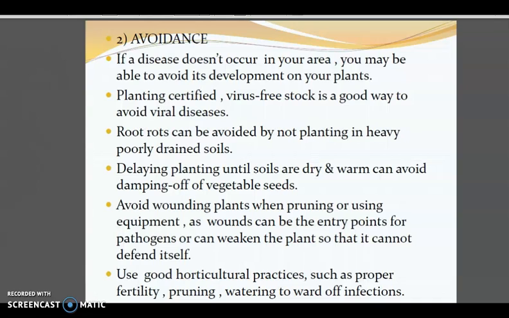And avoid wounding plants when pruning. Pruning means selective removal of a certain part of the plants. When using any equipment, we have to assure that no wounds are made to the plants. And use good horticultural practices such as proper fertility, pruning and watering to ward off infections.